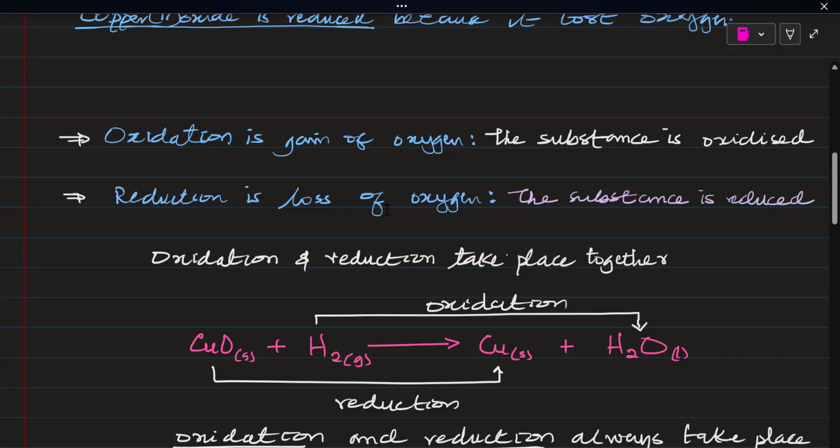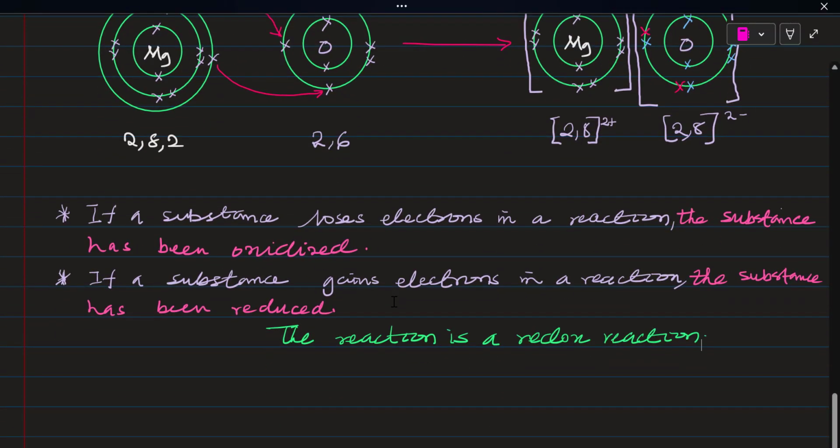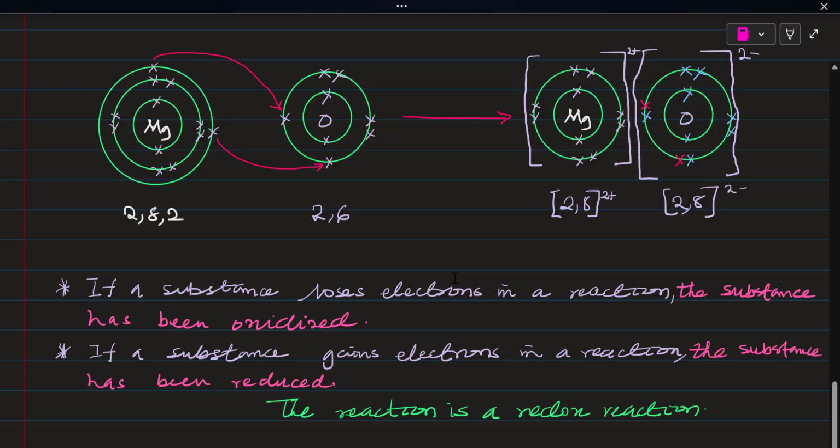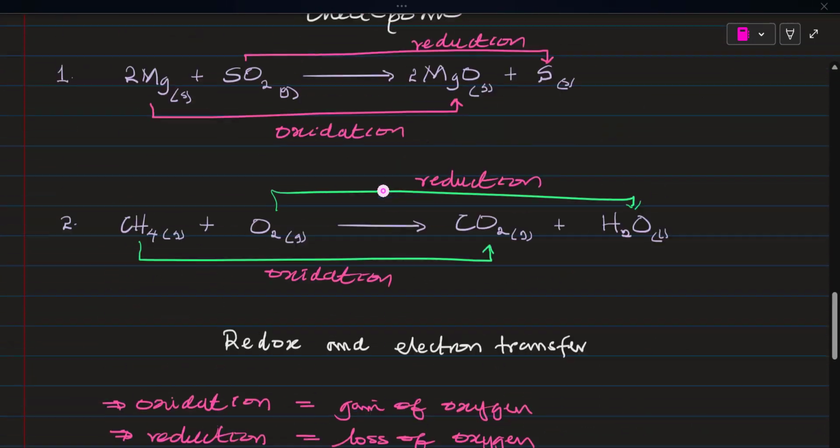If a substance loses oxygen, that substance has been reduced. So in terms of electron transfer now, gaining of electrons is reduction, losing of electrons is oxidation. And because losing and gaining of electrons is taking place in that reaction, that reaction is nothing but a redox reaction.